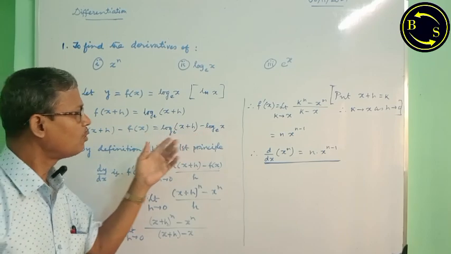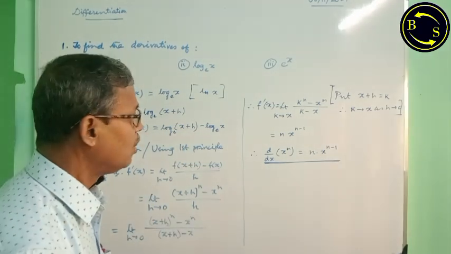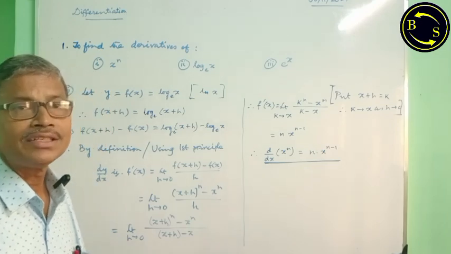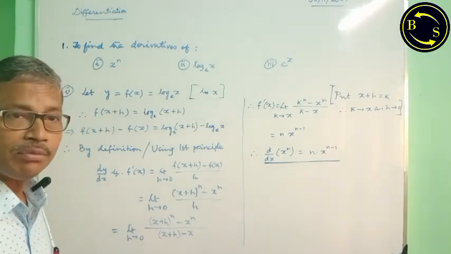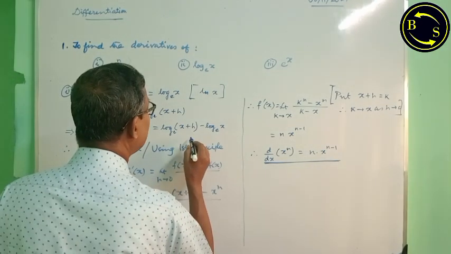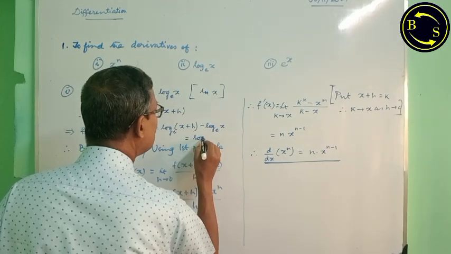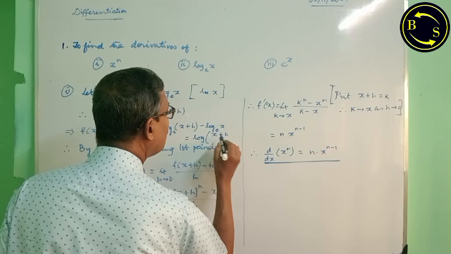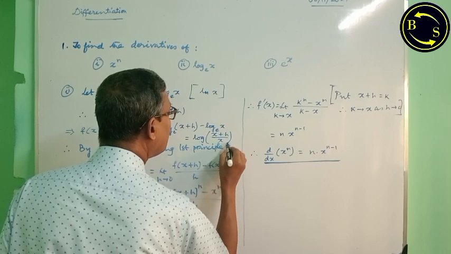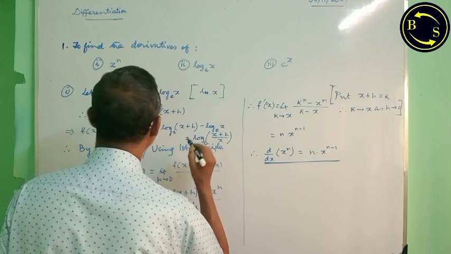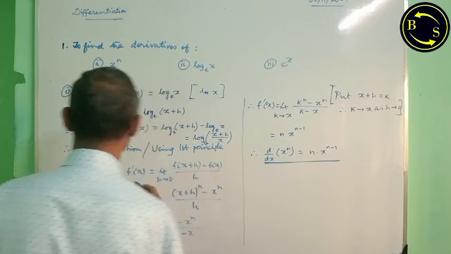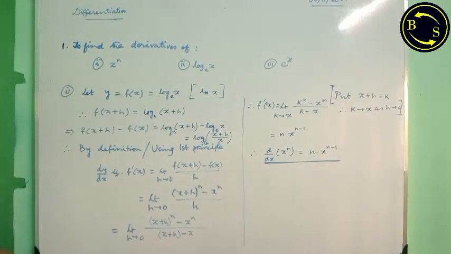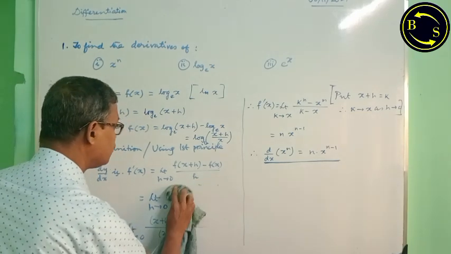now, as per the formula of logarithm, log a minus log b, that is equal to log of a by b. Therefore, this can be written as log, base is e. Now I am to change this.